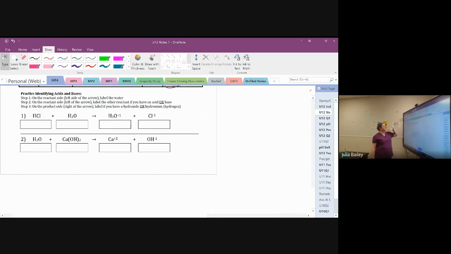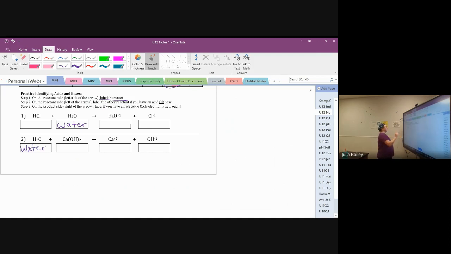So this brings us to being able to label stuff. There are some steps to doing this labeling. The steps are there to make your life easier, so I advise you to read the steps. It says on the reactant side, the left side of the arrow, you're going to start by labeling the water. So go find the water. Oh, look, here it is, H2O. And you can do that on number 2 also. The water is down here for H2O.